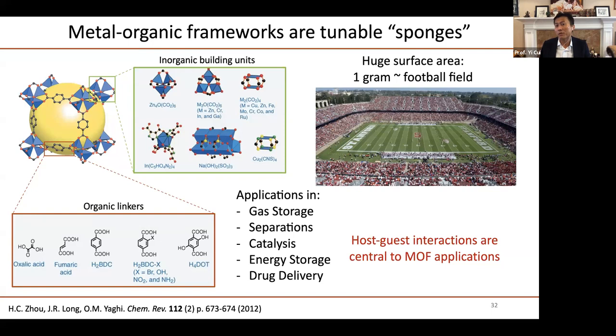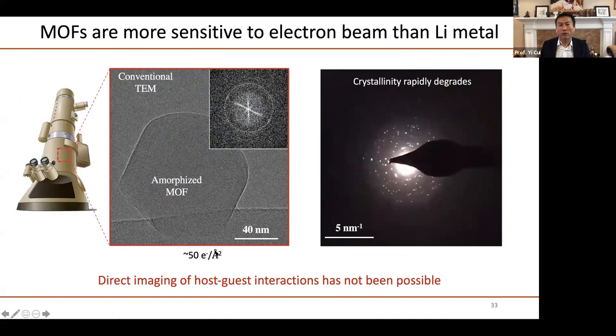Because this consists of a metal center, a metal ion, linked by organic ligands, this is an organic system. So it's very fragile under the electron beam. An example is the following: under a total dose of 50 electrons per angstrom squared, at room temperature, you see the crystallinity of these MOF particles, about 100 nanometers in size, disappear very fast. Direct imaging is very, very challenging.